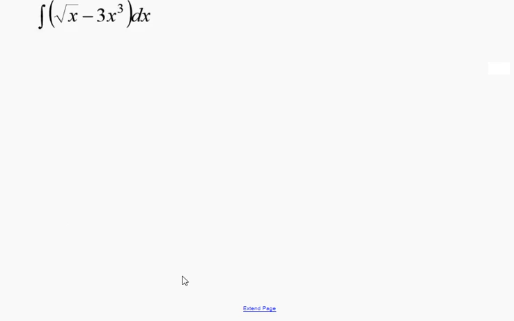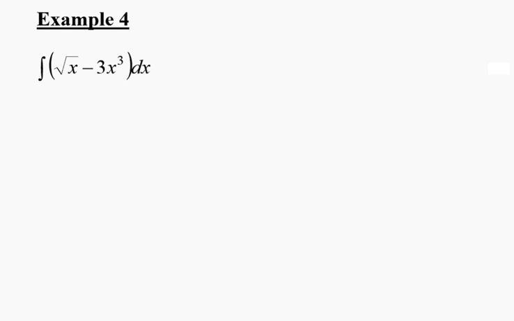Example 4. Alright, so in this particular example, we've got the integral of root x minus 3x cubed. I've put this one in just to make sure that you know how to handle a root. But we do it in the same way that we do when we differentiate. We make sure we can write it as a power. So this is the same as finding the integral of x to the power of a half minus 3x cubed with respect to x.